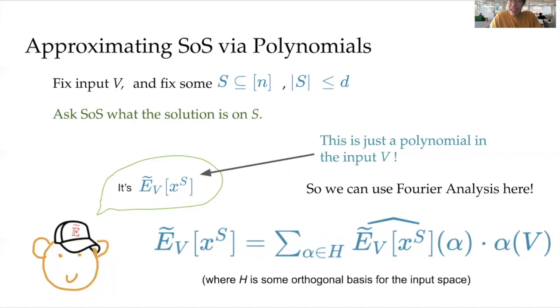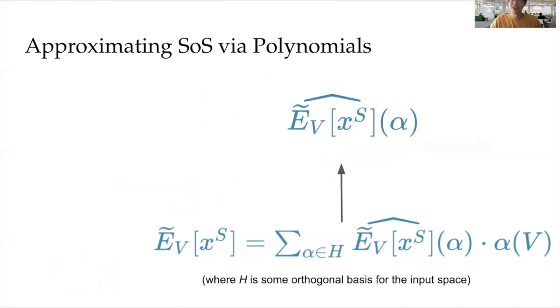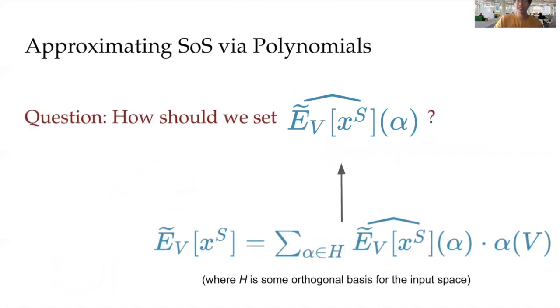And this is exactly the formula that we can follow to fill in the moment matrix. However, before we do this, there's a question we need to answer first. What are these Fourier coefficients? They are some real numbers, but where do we get these? Before we answer this question, let's take a slight detour.